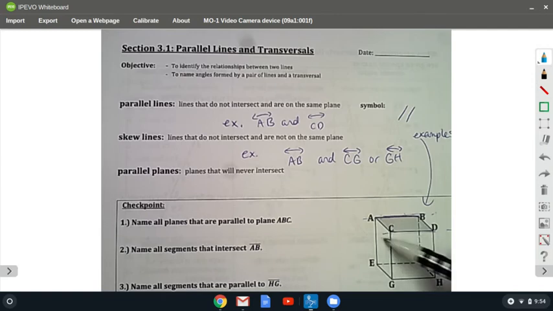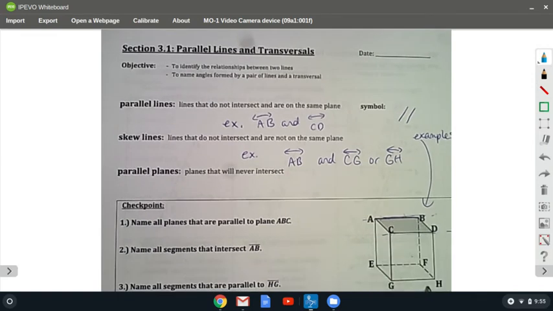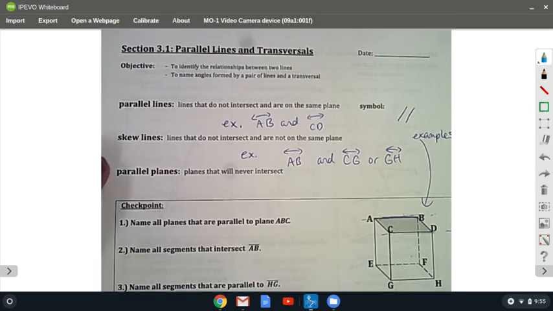So this line is on these two planes. This line is on this top plane. This line is on the bottom plane. So the two lines do not intersect, and they are not on the same plane.